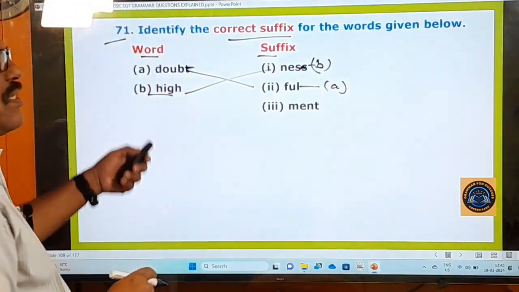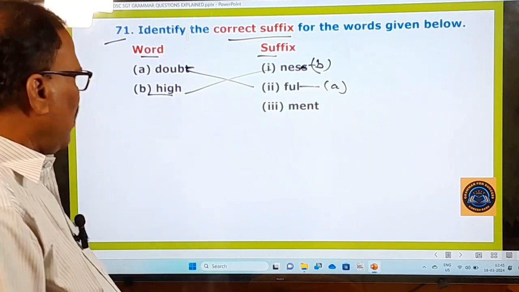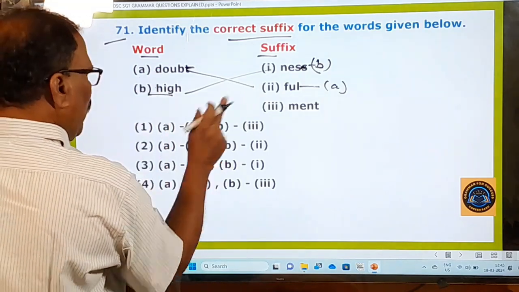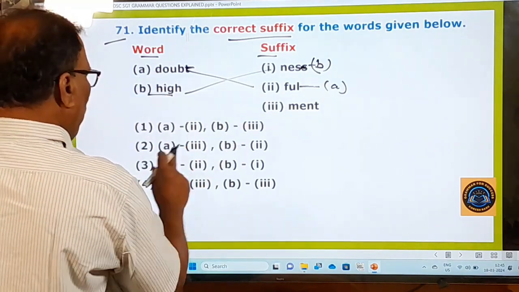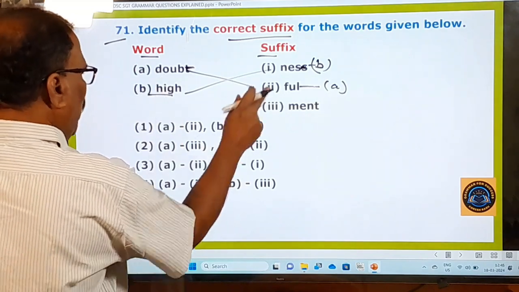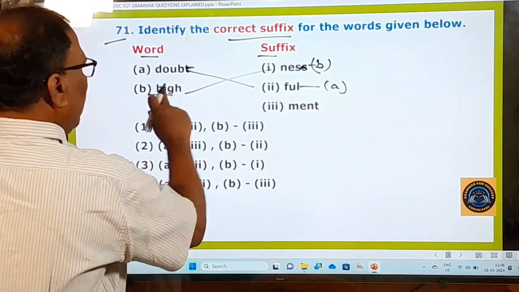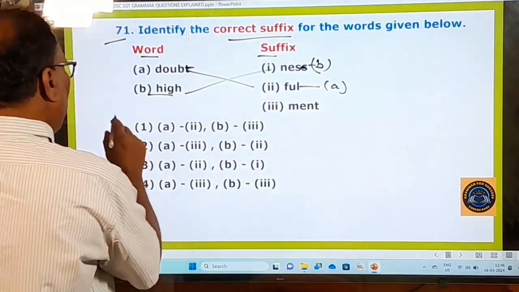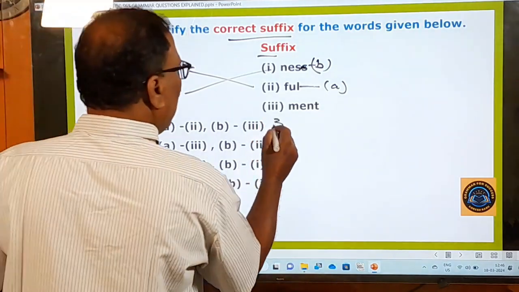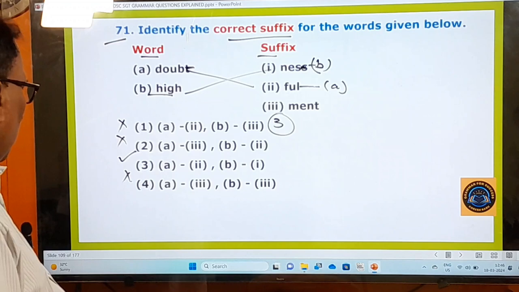Here let us look at the options and choose the correct answer. A2, no. B3, no. A3, no. B2, no. A2, this one, and B1. So this third one is the right one. First, second and fourth are wrong, and only the third one is the right answer. Now let's go on to the next question.